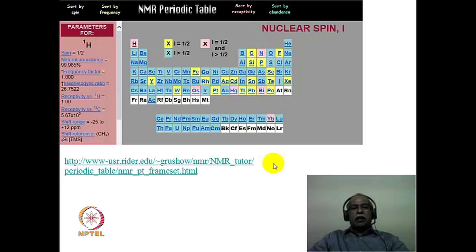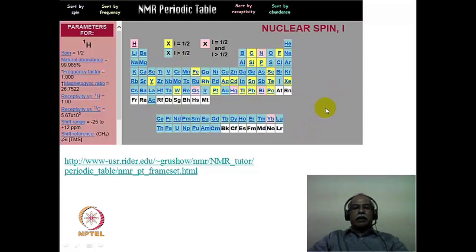Now, let us look into certain resources that are available on the internet. On the internet, there are quite a lot of resources available as far as nuclear magnetic resonance spectroscopy is concerned. I am highlighting two such examples in this particular lecture. The first one is from this particular website. When you go to this website, it gives you an interactive periodic table.